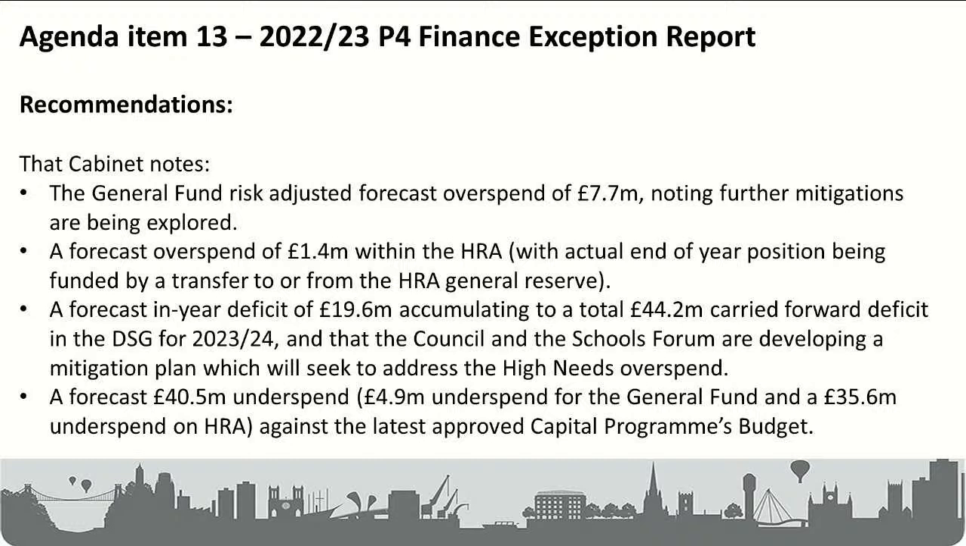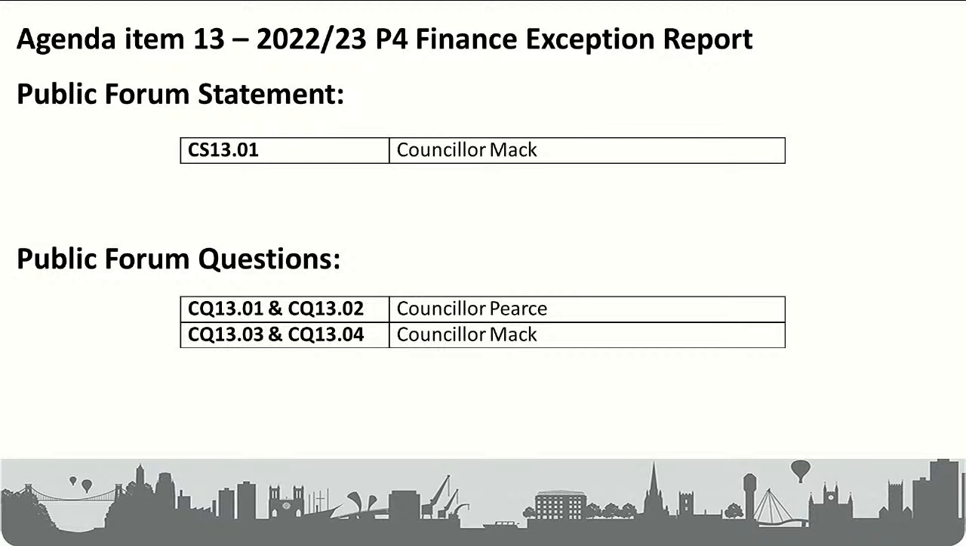The capital programme forecast variance at period 4 is a net 40 million underspend, 4.9 of which is on the general fund, 35.6 on the HRA. That's it from me. Thank you, Craig. So we've received one public forum statement on this. We have a number of questions to follow, but the statement's from Councillor Heather Mack. So I'll put you on the stopwatch, Councillor Mack.